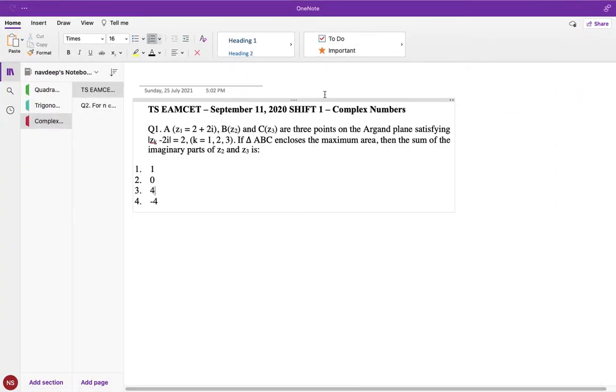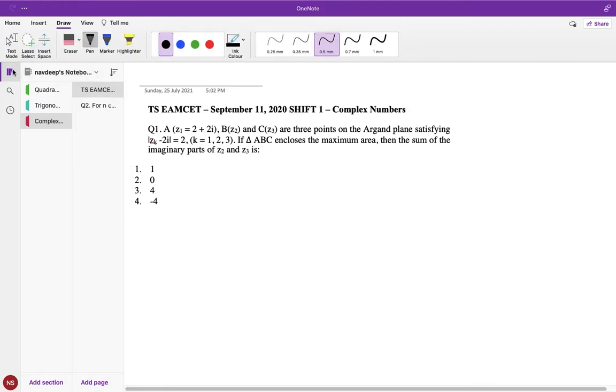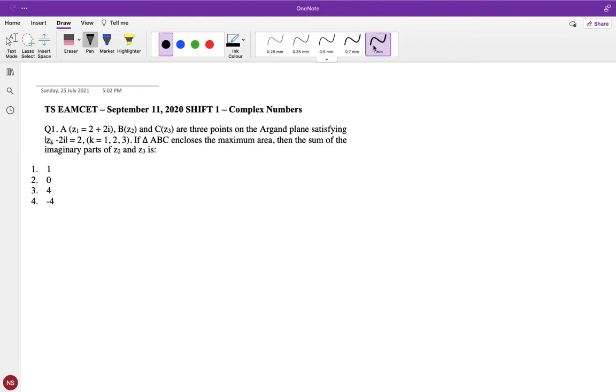Hello everyone, in this video I'll be covering problems on complex numbers from the September 11, 2020, shift 1 paper. Only two problems were there, and let's try to solve these two problems.